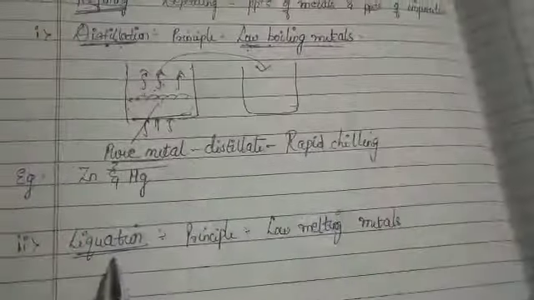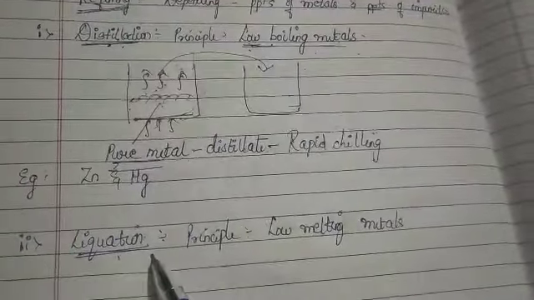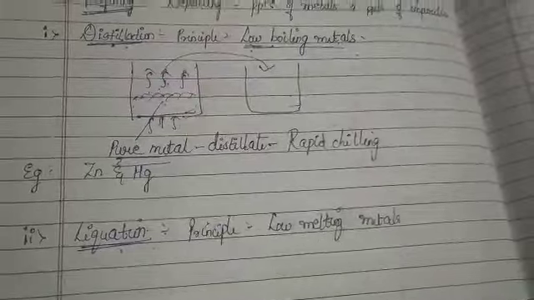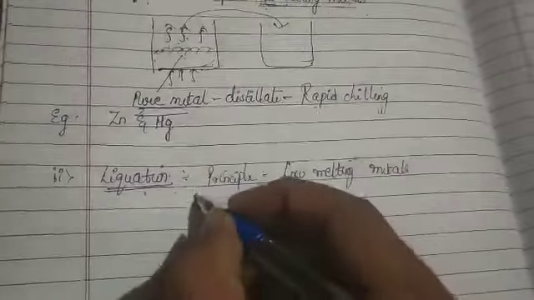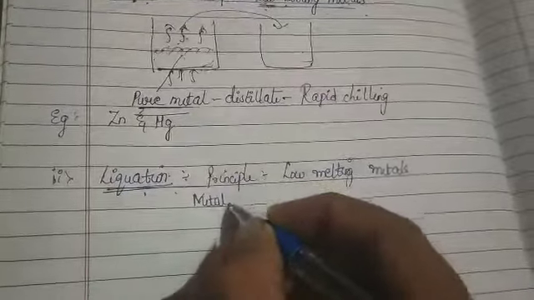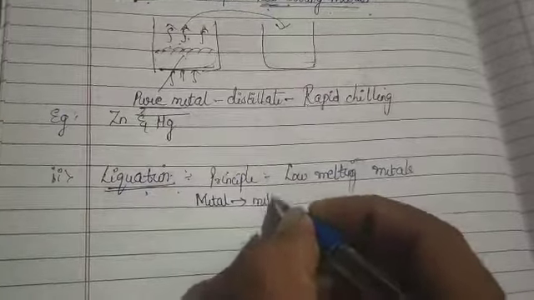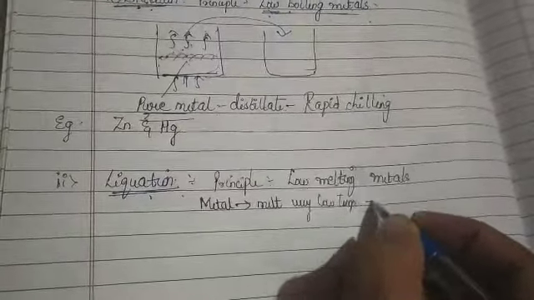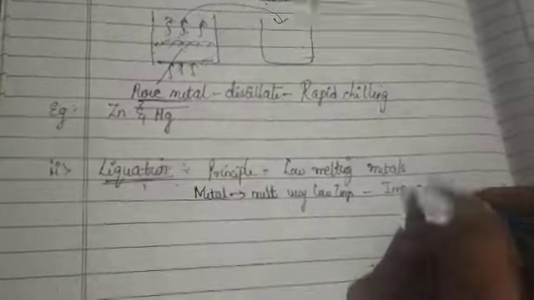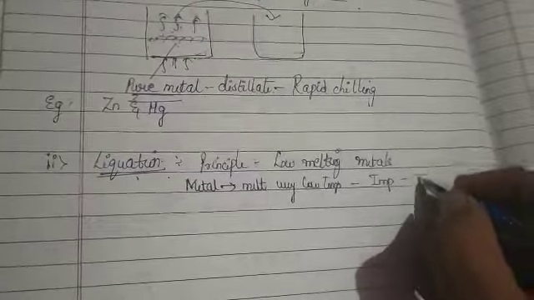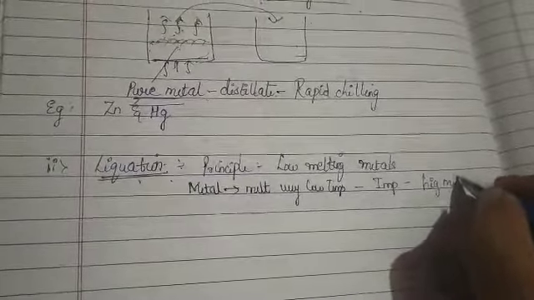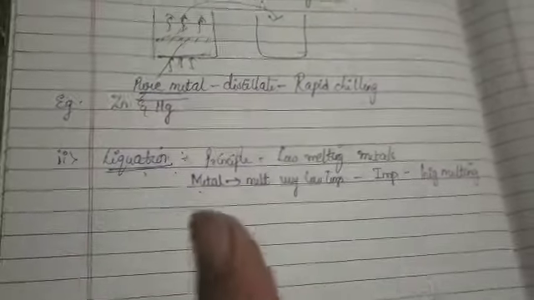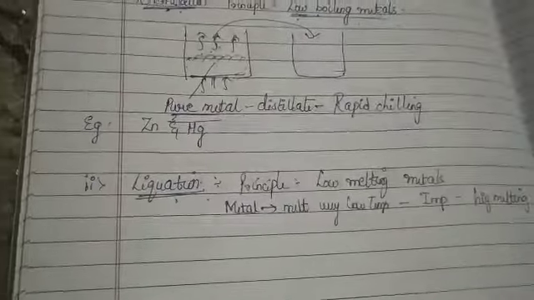Please do remember, in distillation, low boiling metals. In liquation, this is a technique which will be employed for your low melting metals. So what is happening here is that whatever metal you choose, it is going to melt at a very low temperature. So whatever impurities are present will remain solidified because they have a very high melting point.